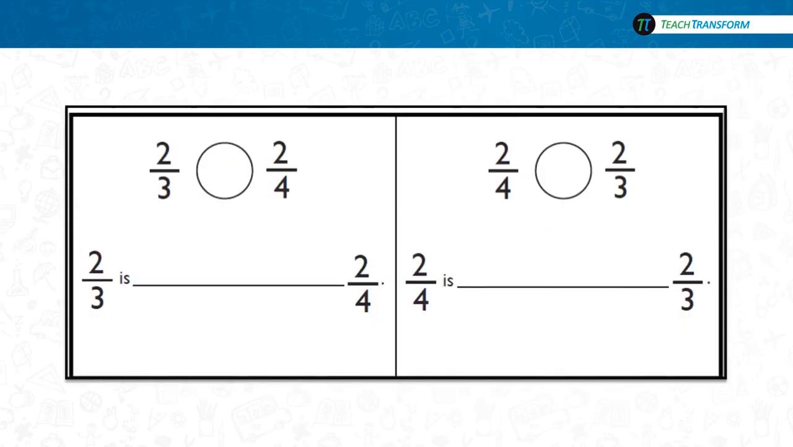Let's look at your answers. Look at the top part of the box. How do you write the comparison? There are 2 ways to write it. You can write 2/3 is greater than 2/4, or you can write 2/4 is less than 2/3. Check to be sure you wrote the symbols correctly and the words. Pause the video if you need more time.